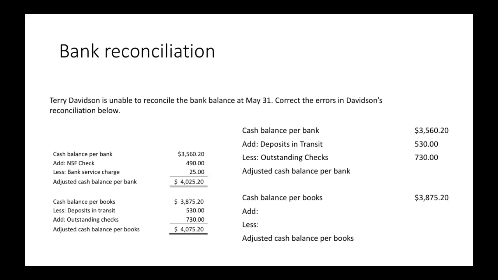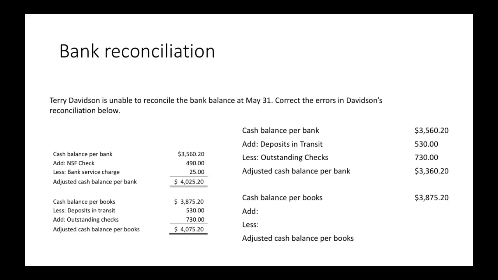So if we take our cash balance per bank that we have, add in our deposits in transit, subtract out our outstanding checks, we can see that our adjusted cash balance per bank equals $3,360.20. Now we can take a look on the per books side.